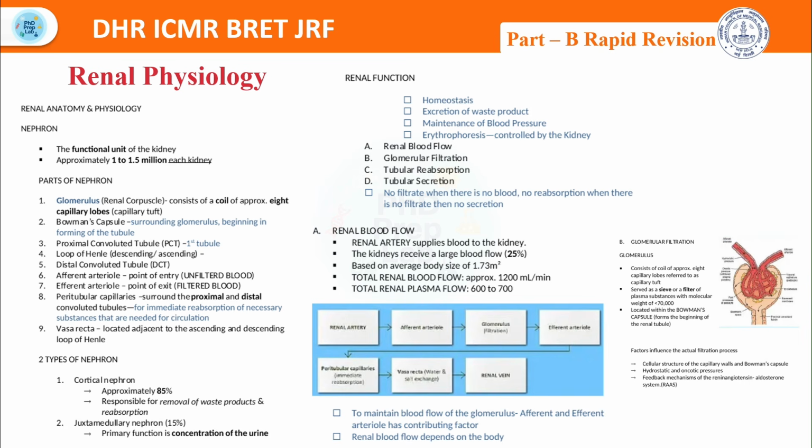and erythropoiesis. Then you have renal blood flow, which happens in the renal artery, which supplies blood to the kidney. The kidneys receive a large amount of blood, and based on the average body size, the total blood flow should be 1200 ml per minute, and the total renal plasma flow should be 600 to 700.